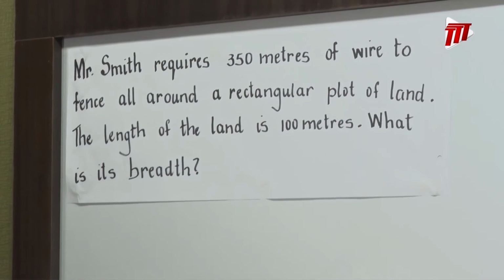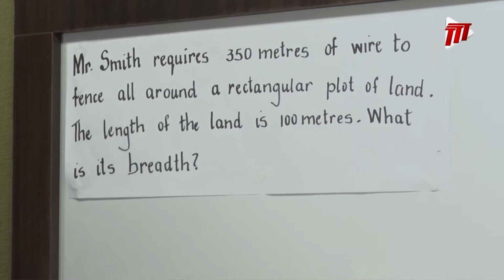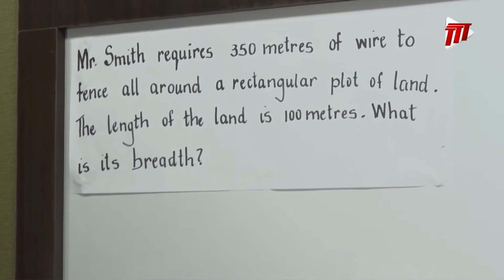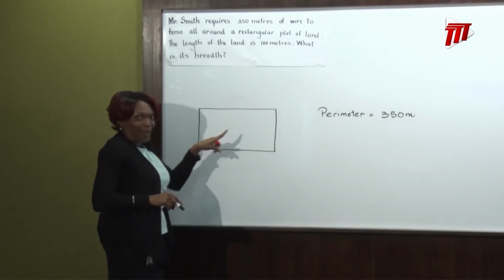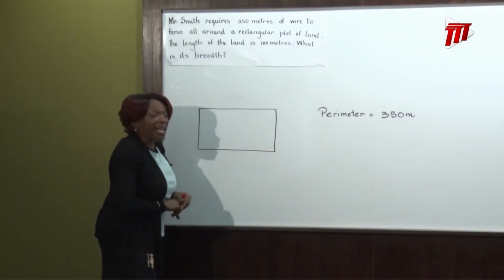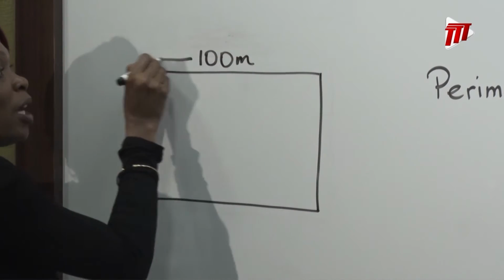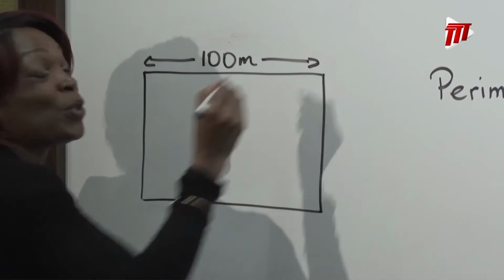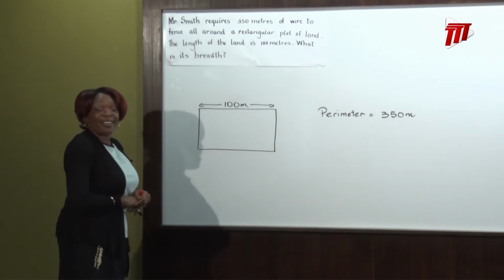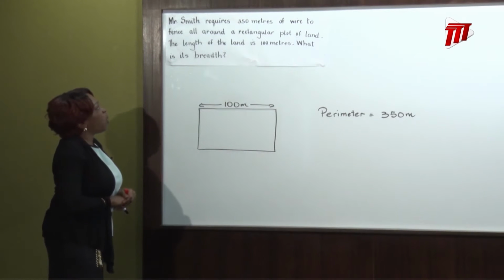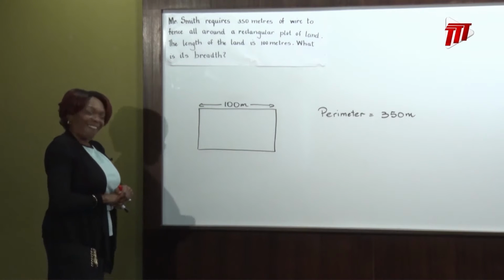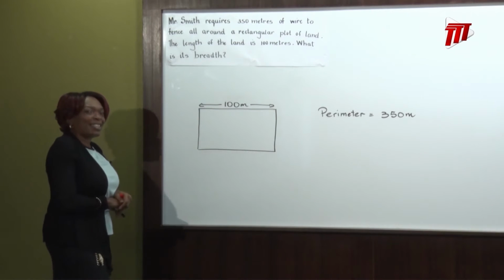Let's see. The length of the land is 100 meters. The length. Let's go back to my drawing here now. Where's the length? Can I put in that? Let's go. 100 meters. Are you seeing that, children? So the length is 100 meters. What is its breadth? I know some of you all calculated this already.